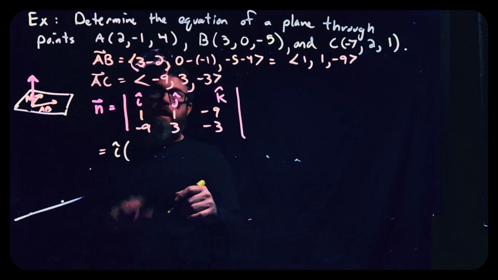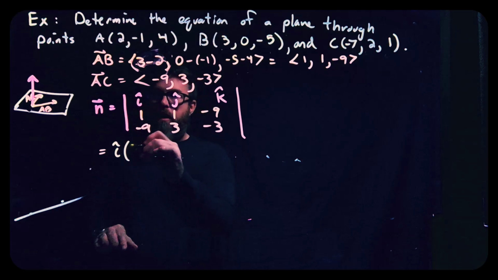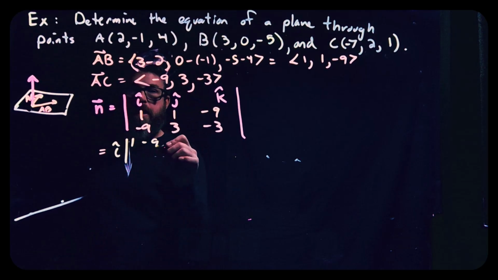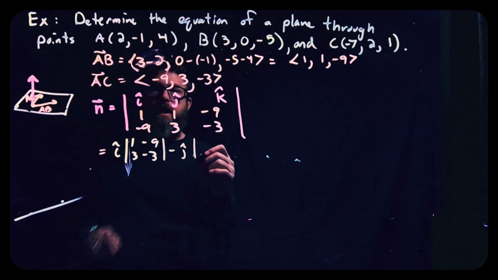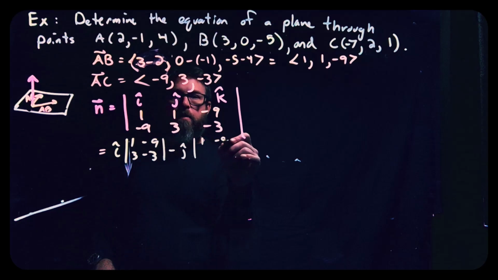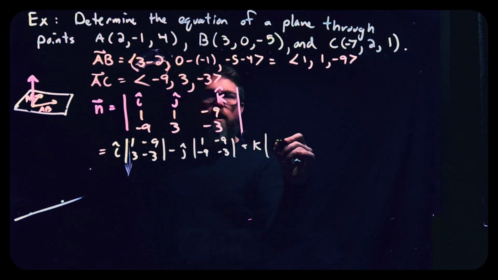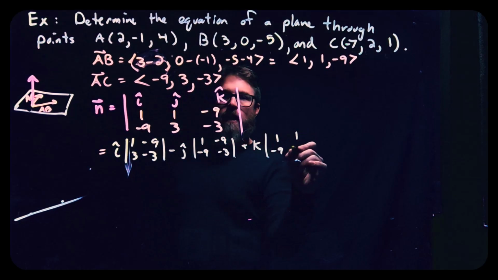And then when we compute this, it is going to be equal to i times, covering up this, let's just do the matrix, so I have 1, minus 9, 3, negative 3. Minus j, covering out the middle column, it's going to be 1, minus 9, minus 3. And then plus k times 1, 1, minus 9, 3.